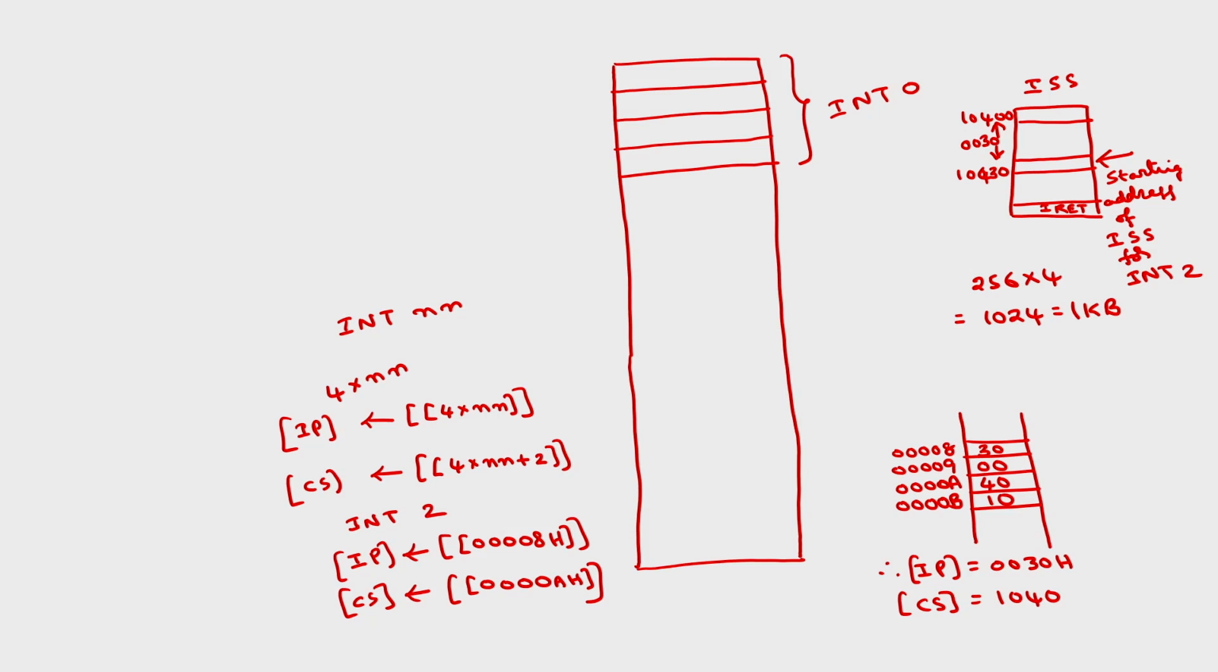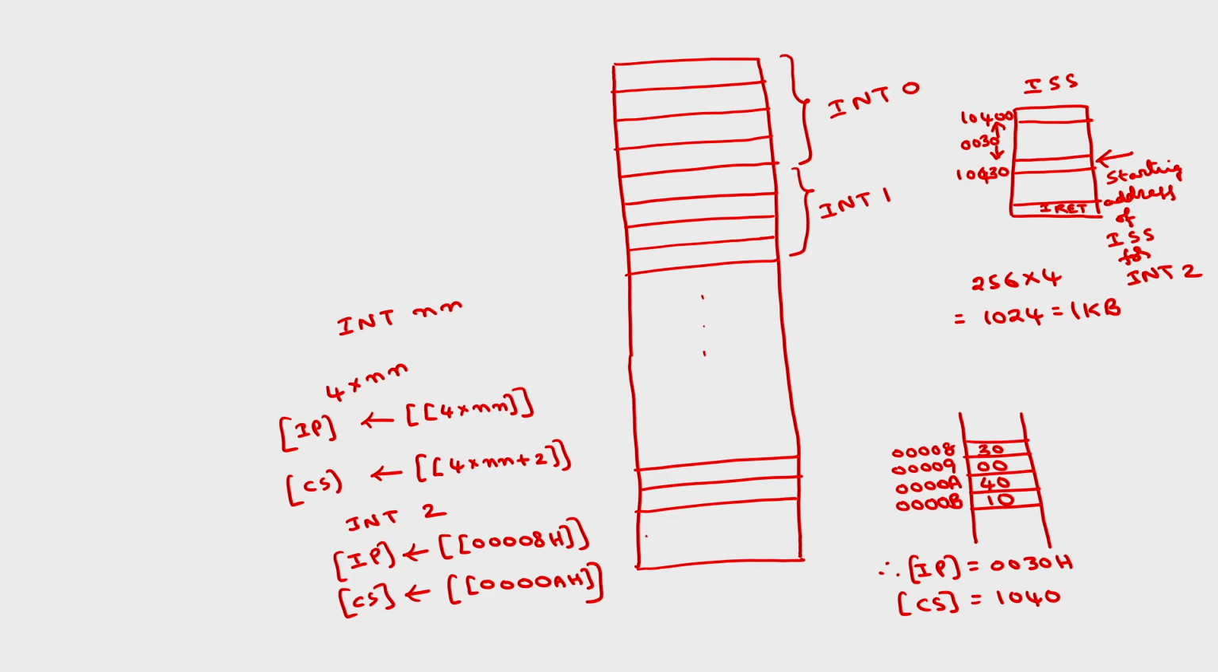So these 4 locations will be used for storing this IP as well as CS contents, and the next 4 locations will be used to store the IP and CS contents of INT1 and so on. The last 4 will be for INT255.